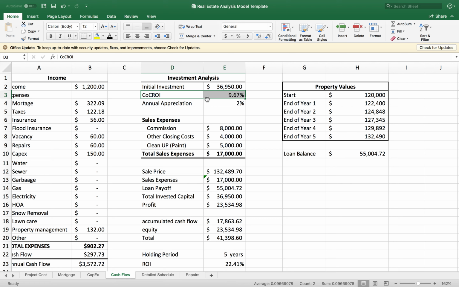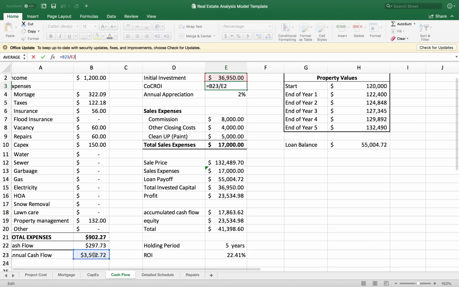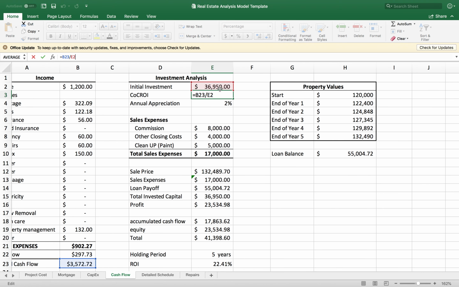Now the next thing I want to find out is, what is my cash on cash return on investment? That is this cell here. The way you calculate this is you simply divide your annual cash flow payments, which is $3,572, by your initial investment. This will give you an idea of how much you're going to earn on your investment your first year. You can see here it's a 9.67% return on your cash.